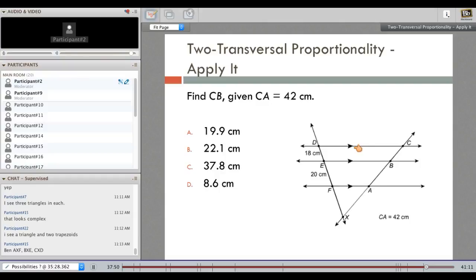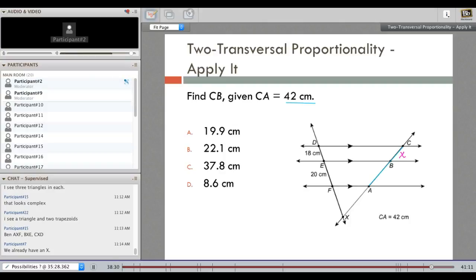So again, we're going to look. We can apply this proportionality corollary because we see the 3 parallel lines here. And so these transversals are going to be divided proportionally. Okay? So we have 2 things on our picture that we know. We know 18, we know 20. We want to find CB, and I don't know what it is right now, so like we usually do, I'm going to call it X. And it also tells me that CA is 42. So the blue line there is 42.